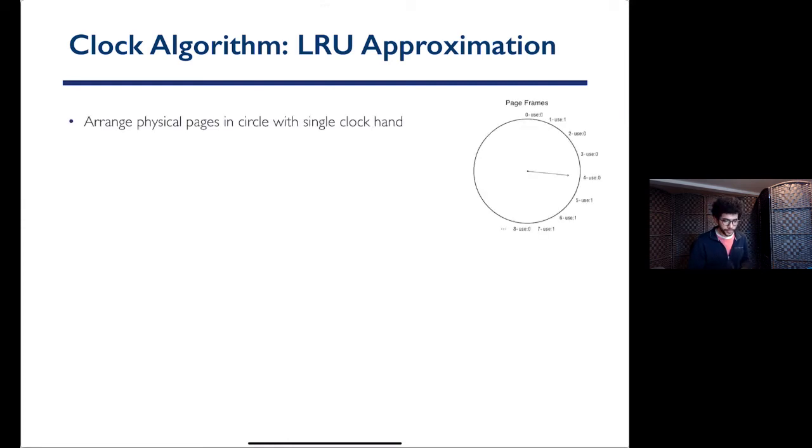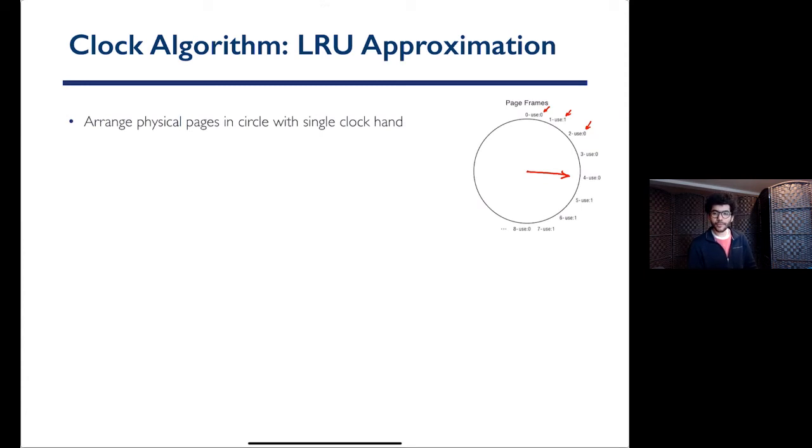How does it work? We're going to put all our pages around a circle. Obviously, we're not going to do that physically, but just to understand the idea, we're going to have a clock hand pointing to a physical page. Now, this bit that you see in the slides, this 0 or 1, is the access bit of your page table entry.